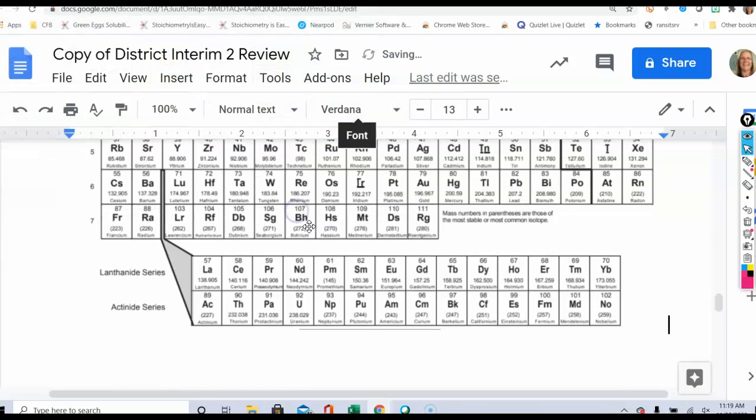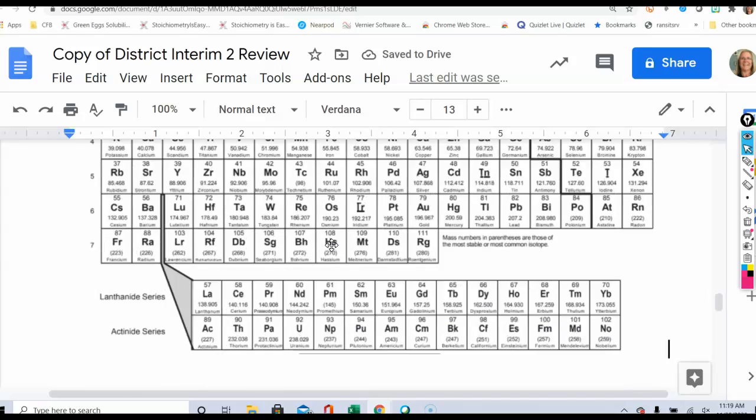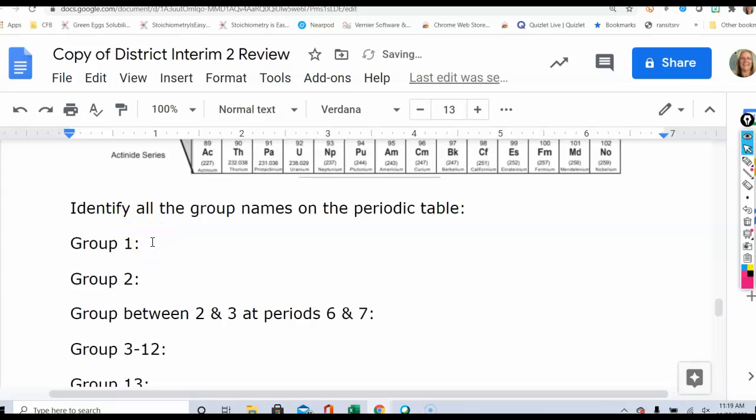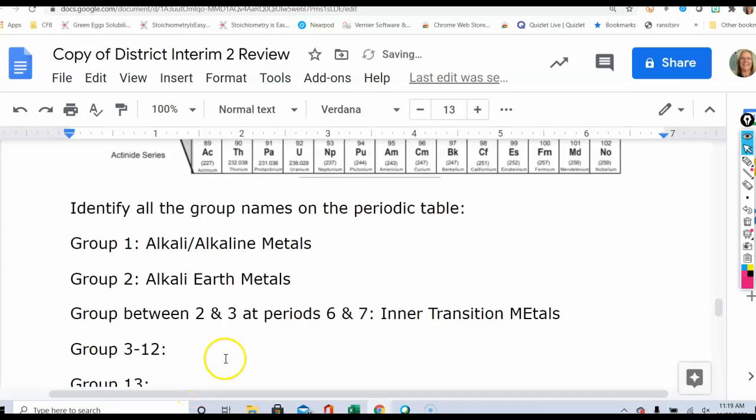There it is. Okay. So I put my periodic table in, and the first thing I want to do is identify all the group names. Group number 1 you need to remember are the alkali metals. And then the next one is alkaline earth metals. And then the group in between 2 and 3 at periods 6 and 7, those are the inner transition metals. And groups 3 through 12 are just the plain old transition metals.